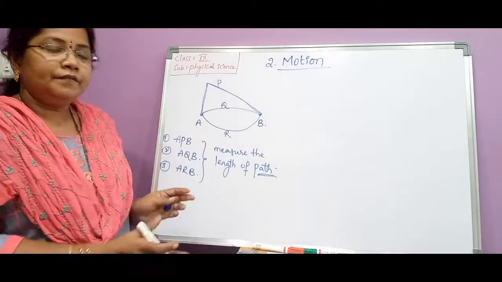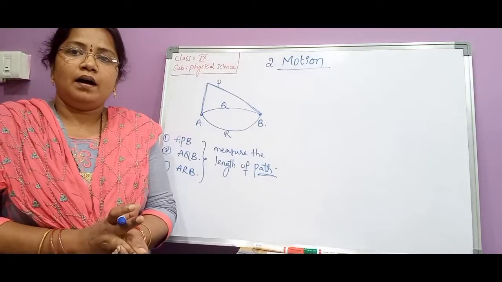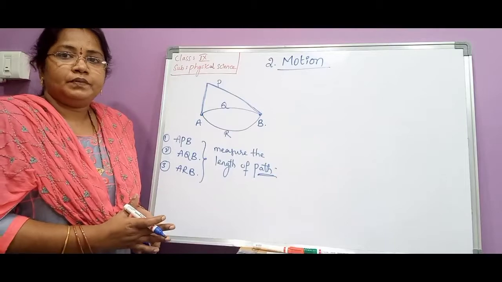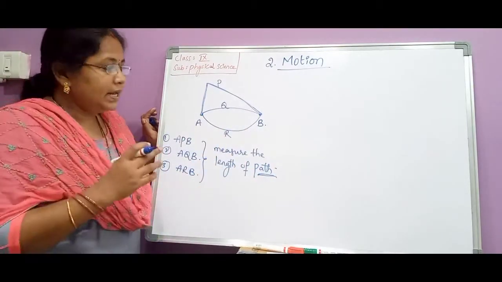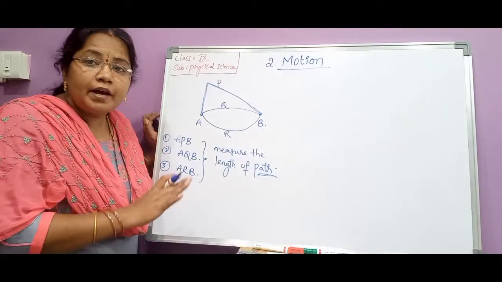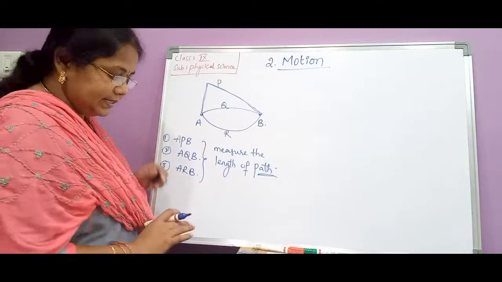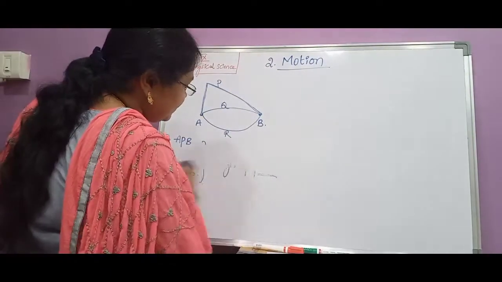From this we have got the definition for distance. What is distance? Distance is the length of the path covered by the object between two points in the given interval of time. It is the length of the path traversed by an object between two points in the given interval of time. That is called distance. Now let me write the definition for distance.